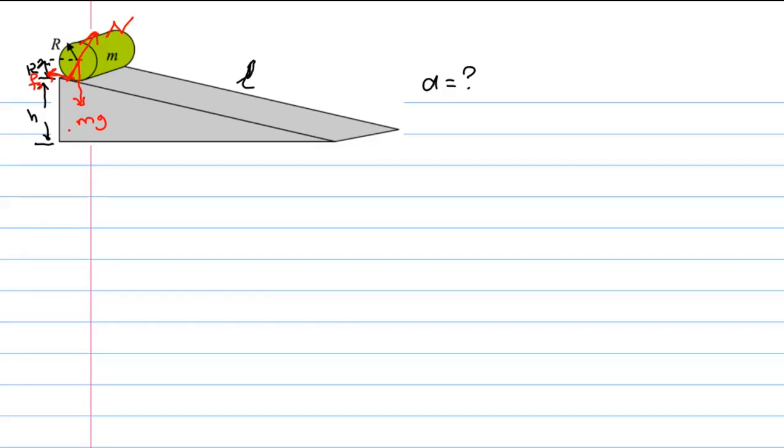So we can easily switch to the energy conservation method. We write the energies at the beginning and the energies at the end of the incline. At the beginning, we have potential energy mg(h plus r), and because the object is stationary, there is no kinetic energy at the beginning. At the end, kinetic energy 1/2 mv squared, and rotational kinetic energy 1/2 I omega squared. Omega is the angular speed.